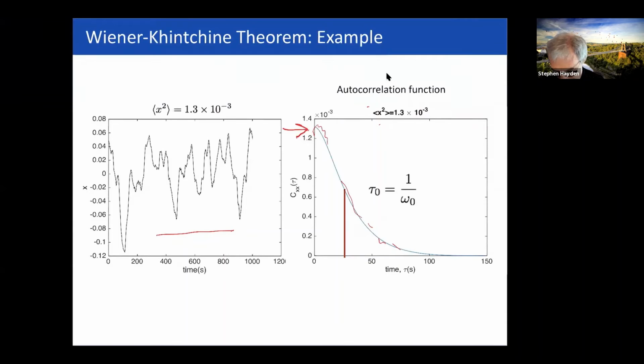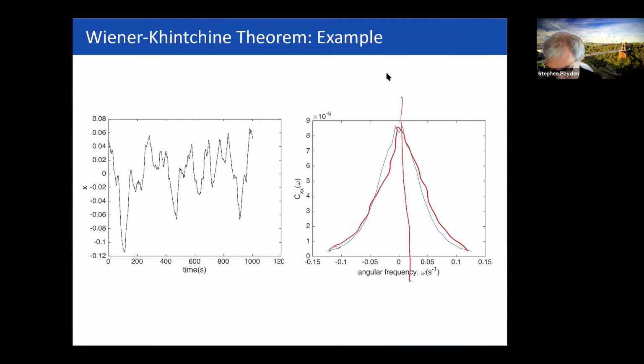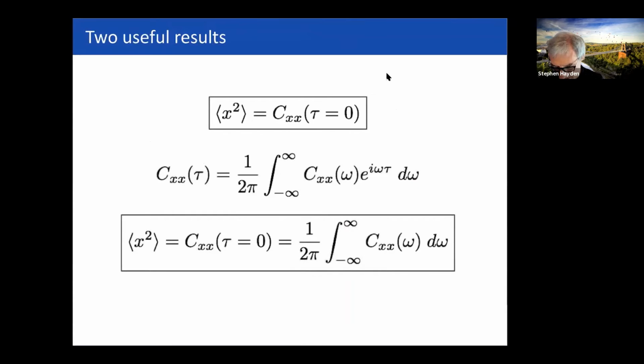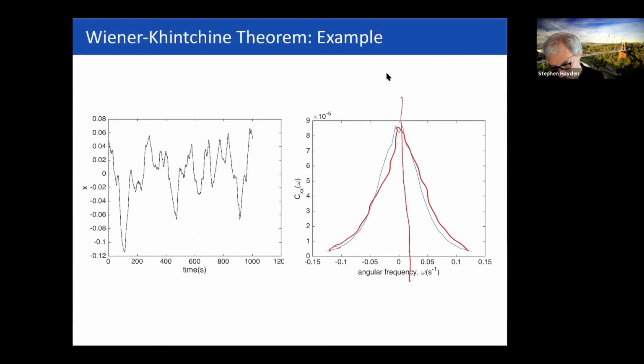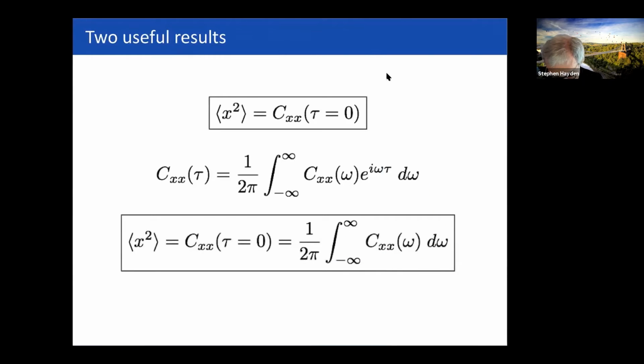I forced the data to have a certain correlation time by filtering it, and that's how it arrived at this. Okay, so that's just an illustration of autocorrelation functions and the connection between the power spectrum and the autocorrelation function. So we've got two useful results. Actually, these are two more useful results.